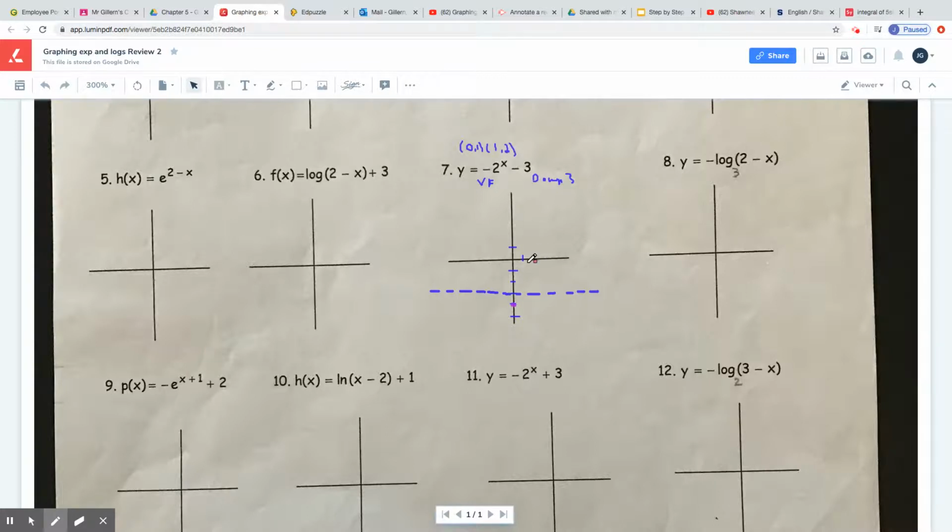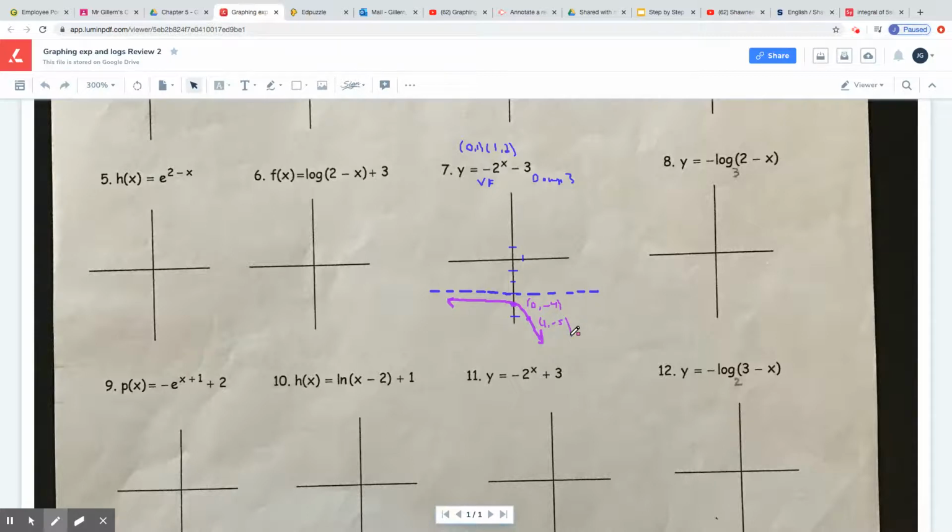All right, so 1, 2 starts up here. I do a vertical flip. I go to 1, -2. I then go down 3 and I go to 1, -5. And it looks like that. All right, label my points here, 0, -4. And then this is 1, -5.